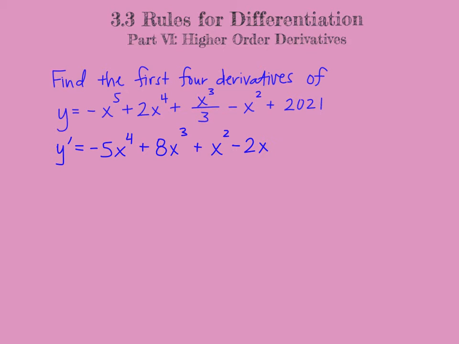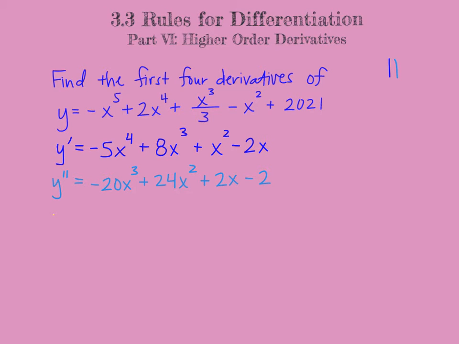That's pretty cool. Then let's do our second derivative, y double prime. And I'm just going to find the derivative of y prime. So again, using the power rule here on each one of these terms, we'll have -20x cubed plus 24x squared plus 2x minus 2. That was the second derivative.